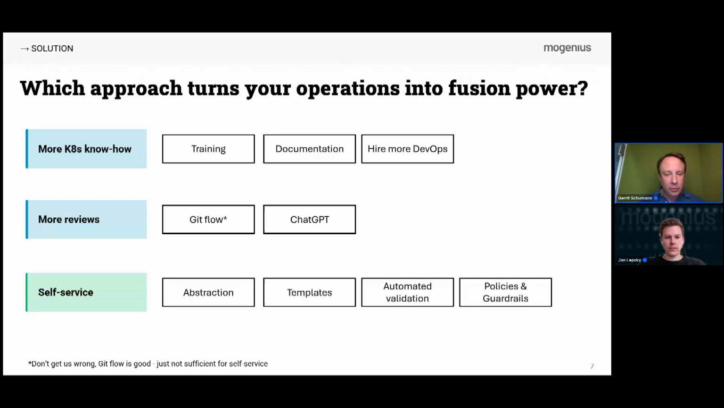And the third, and that's what we're going to focus on today, is use tools and templates that abstract the complexity away from developers and provide self-service options. And if you want to reach that super productive and efficient state of a fusion reactor, this is the path that we believe is the one with the most effective developer experience and outcome.